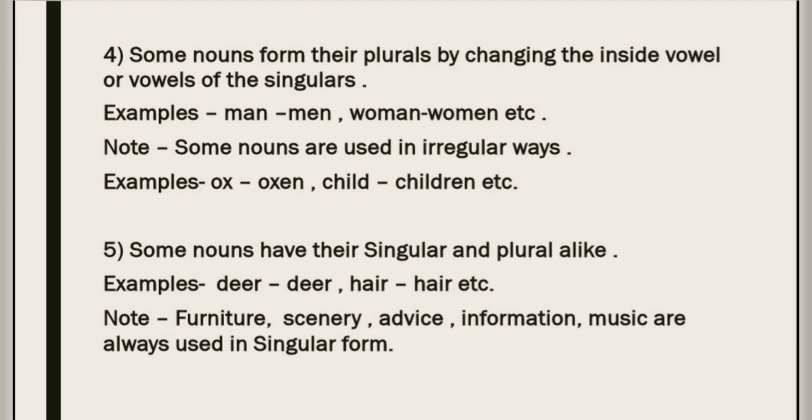The next point is some nouns have their singulars and plurals alike. Some of the nouns are formed where we consider their singular and plural the same. If you see these examples like deer, deer, hare, hare, sheep, sheep, these are the examples where singulars and plurals are used alike. And there are more examples like furniture, scenery, advice, information, music. They are also nouns in which the singular and plural are alike.